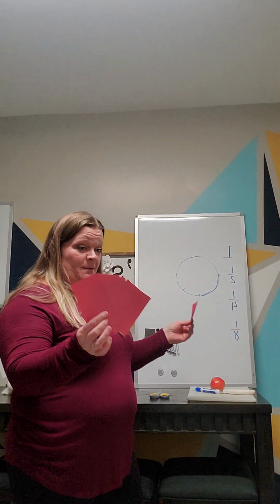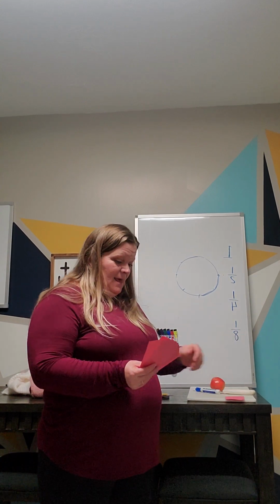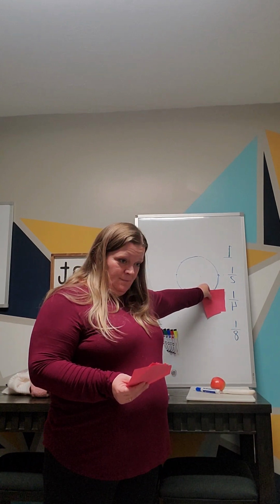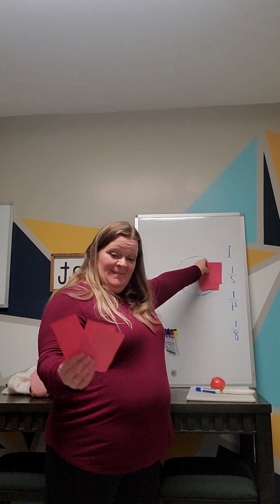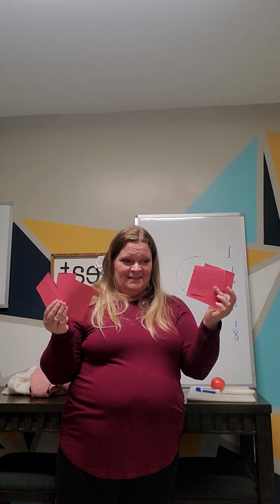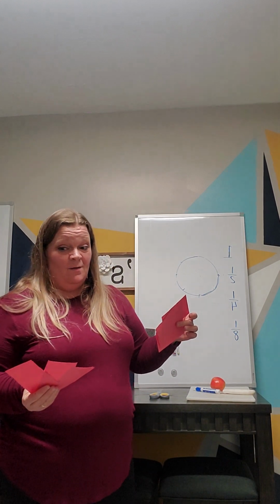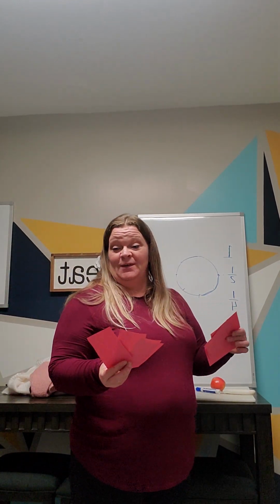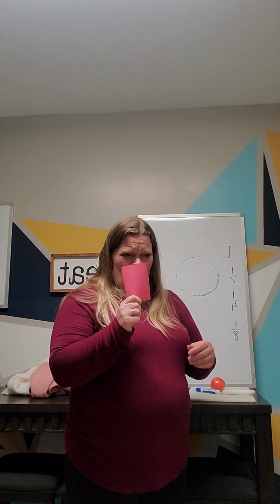1 piece of our paper? 1/8. How much is 2 of them? 1/4. How much is 4 of them? We got 4 in each hand. 4 is called what? 1/2. And all of them together is 1 whole.